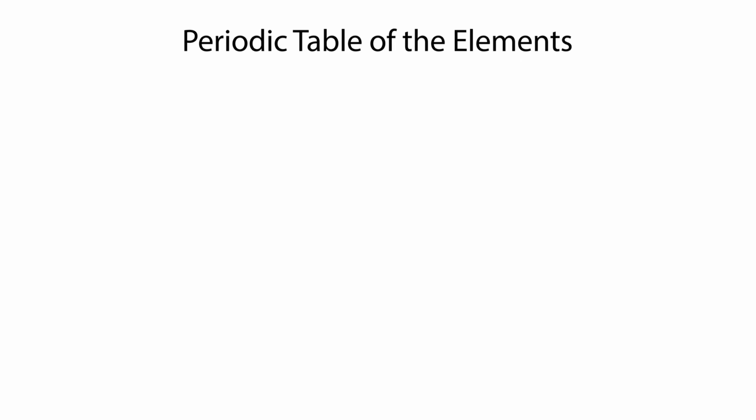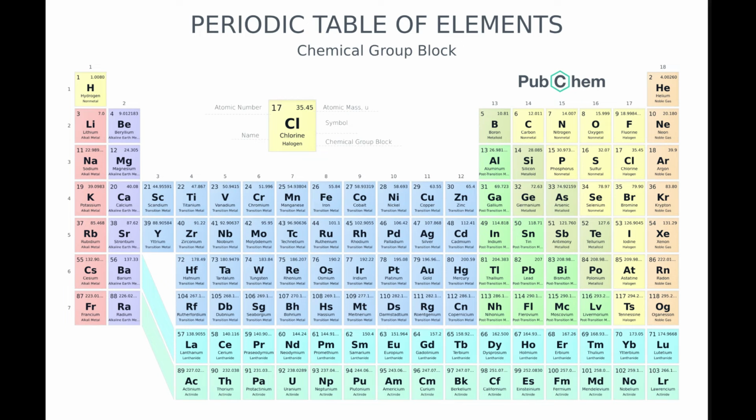The elements in groups 1, 2, and 13 to 18 possess a wide range of chemical and physical properties. For that reason they are referred to as main group or representative elements. The elements in groups 3 to 12 are referred to as transition elements. Elements are classified as metals, nonmetals, and metalloids.